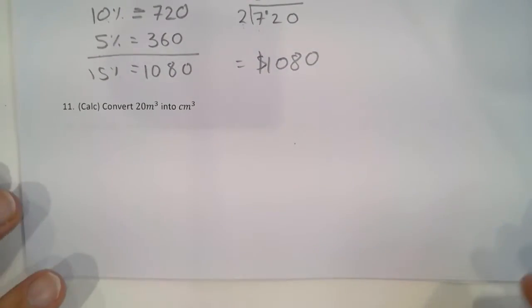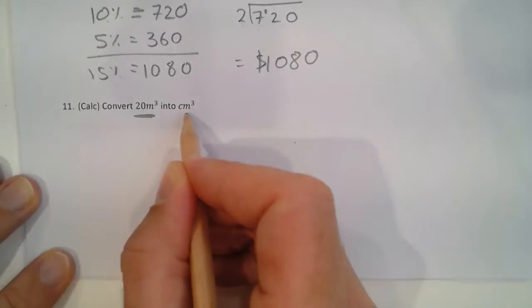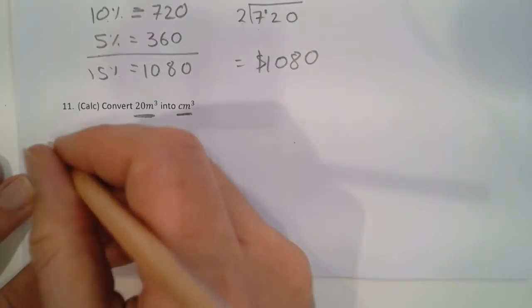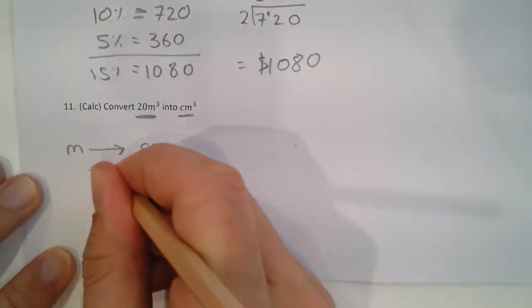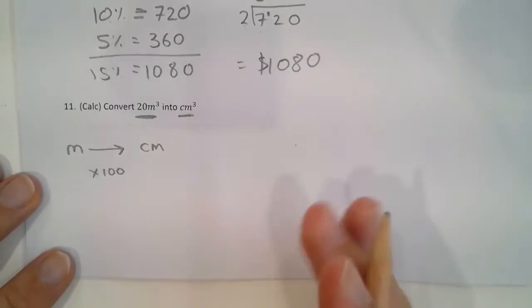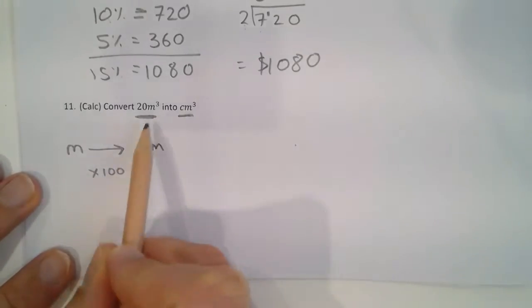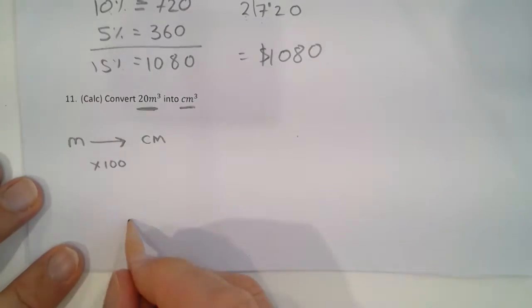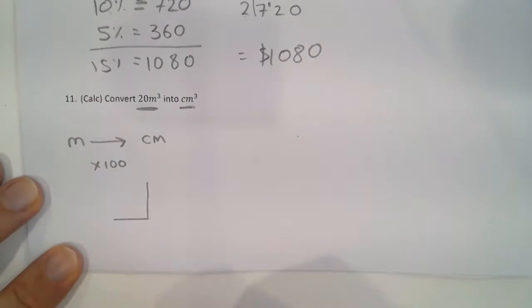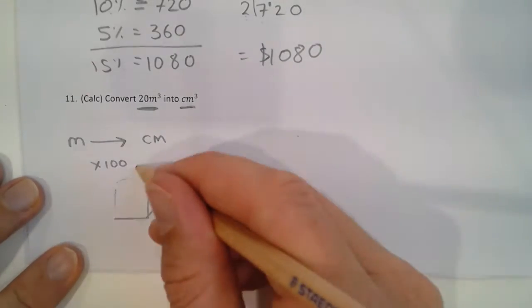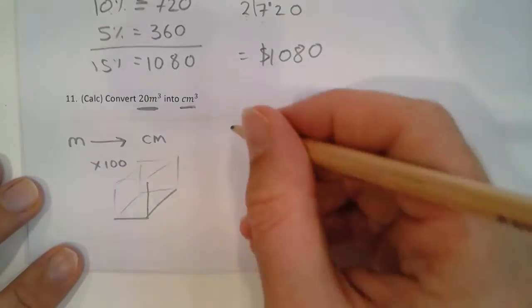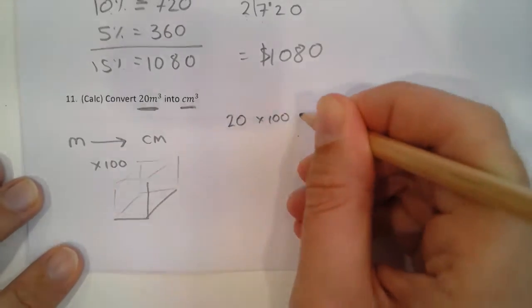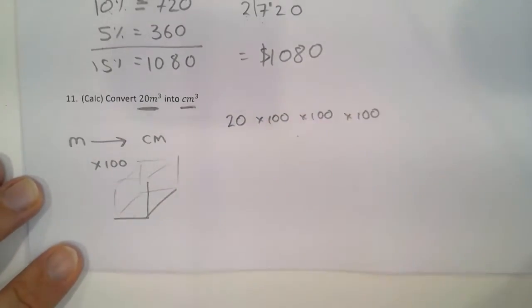Number 11, convert 20 cubic meters into cubic centimeters. Now, to go from a meter to a centimeter, you times by 100. We should know that. But it's not a length, it's a volume. Basically, we're timesing it by 100 in that direction, and in that direction, because it's 3-dimensional. I'll show you. So we're timesing it by 100 in 3 different directions. So therefore, it's 20 times 100 times 100 times 100.